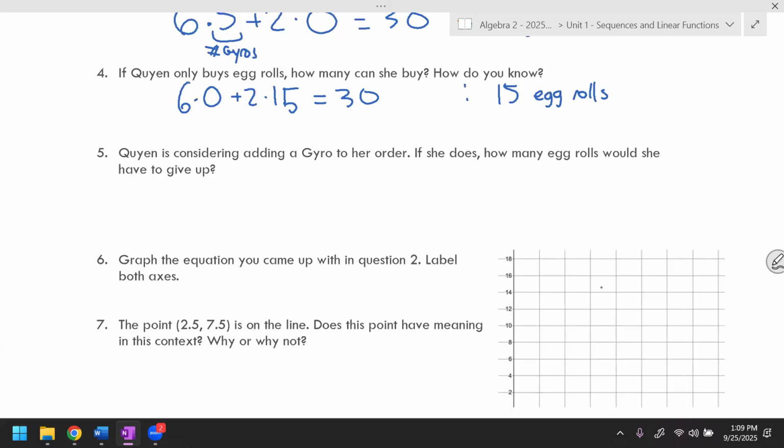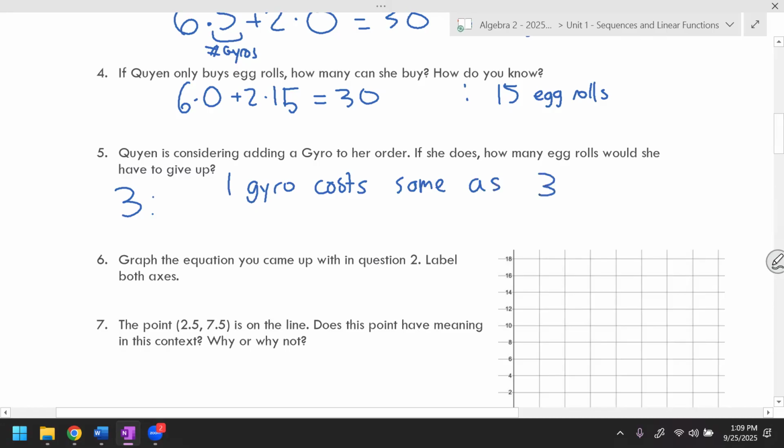Right. If I buy 1 more euro, that's the same as buying 3 egg rolls, right? €1, so 3. Because €1 costs the same as 3 rolls.